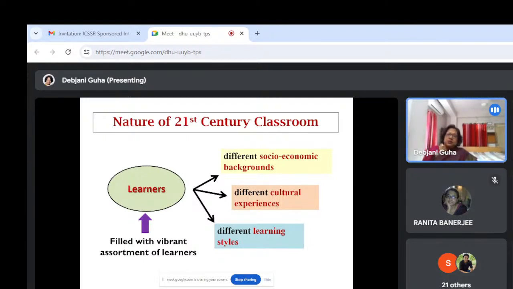They have different cultural experiences, they are from different languages, they have different learning styles, and so on. So these dynamics basically create a challenge for modern education.